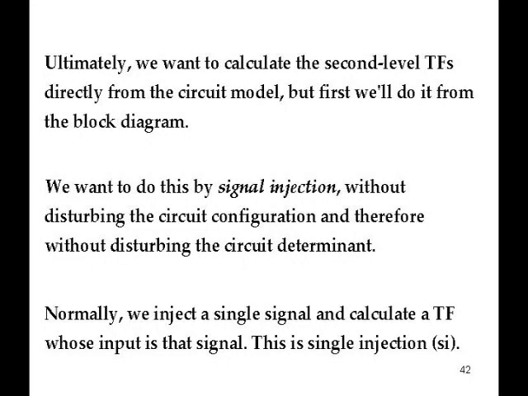That's why we don't actually want to break the loop. We want to do everything by signal injection. And it doesn't disturb the configuration. Normally we inject a single signal, either a voltage or a current, and calculate a transfer function whose input is that signal. That's called a single injection or SI calculation. You got one input signal and you calculate any number of dependent signals in terms of that one input signal.